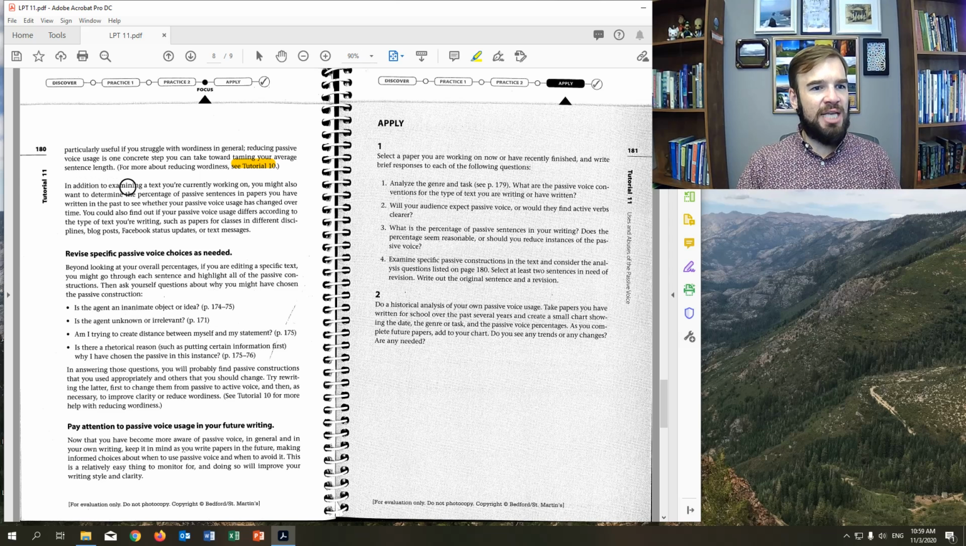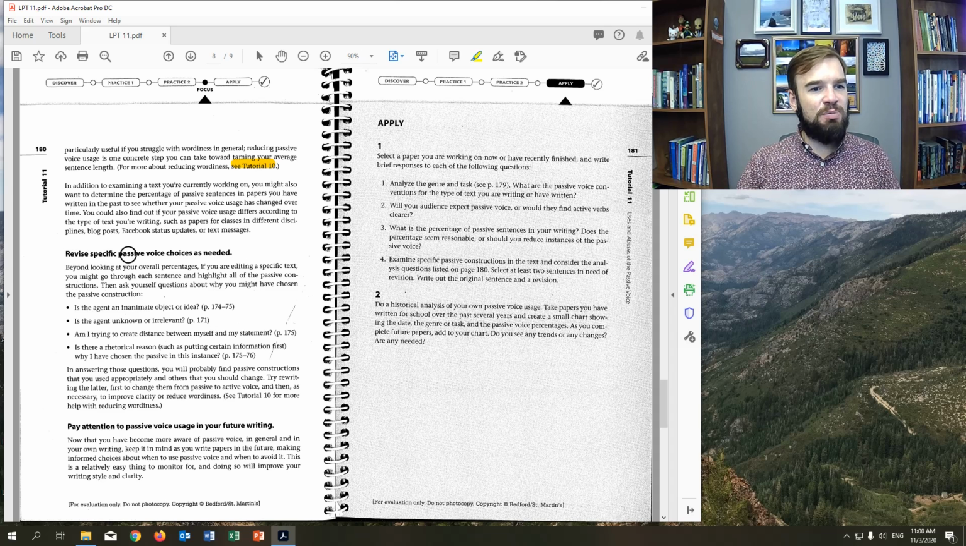In addition to examining a text you're currently working on, you might also want to determine the percentage of passive sentences in papers you've written in the past to see whether your passive voice usage has changed over time. You could also find out if your passive voice usage differs according to the type of text you're writing, such as papers for classes in different disciplines, blog posts, Facebook status updates, or text messages, etc.